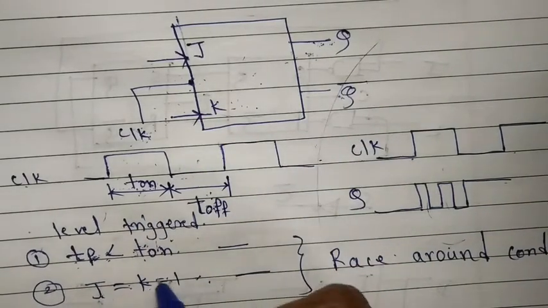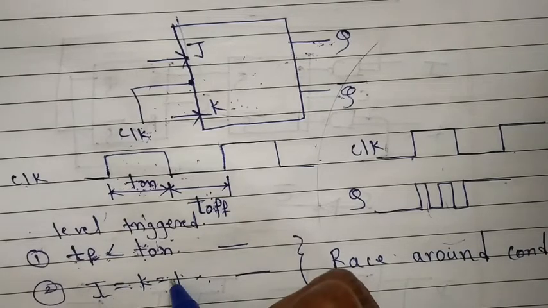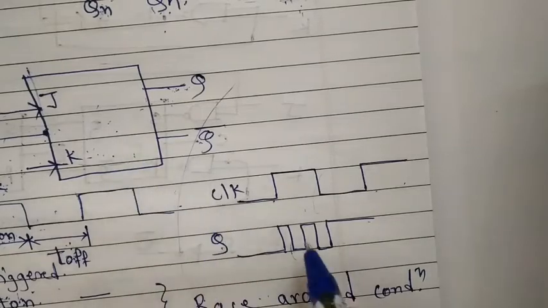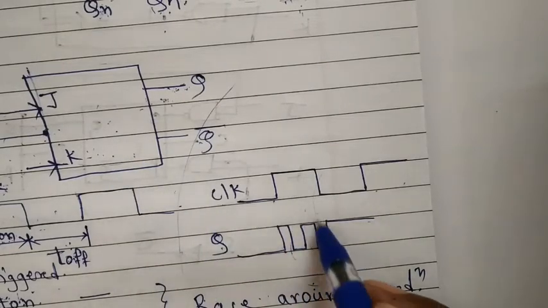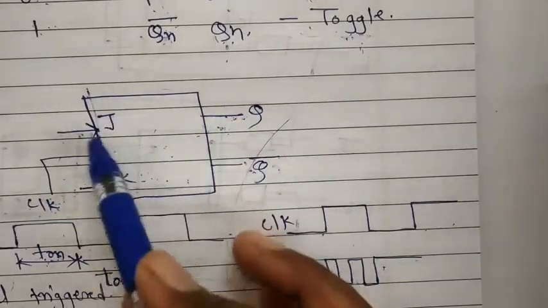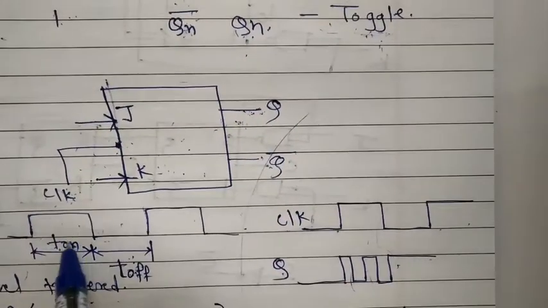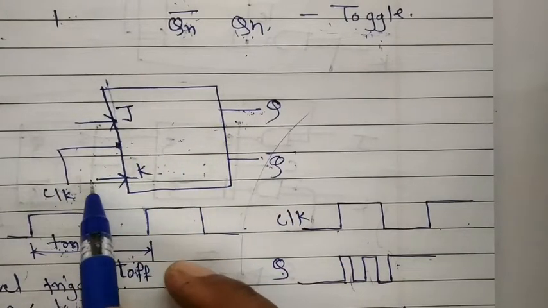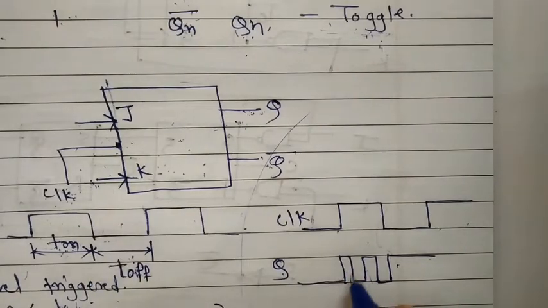And if J is equal to K is equal to 1, meaning both inputs are 1, then the race around condition will occur. So what is that condition? This is the clock signal. Then the output of this flip-flop will fluctuate between 0 and 1, since the feedback is taken from Q and Q bar to the input side. And if the T on is greater than the propagation delay and the circuit works on the level trigger clock cycle, we get fluctuations in the result between 0 and 1. So this condition is nothing but the race around condition.